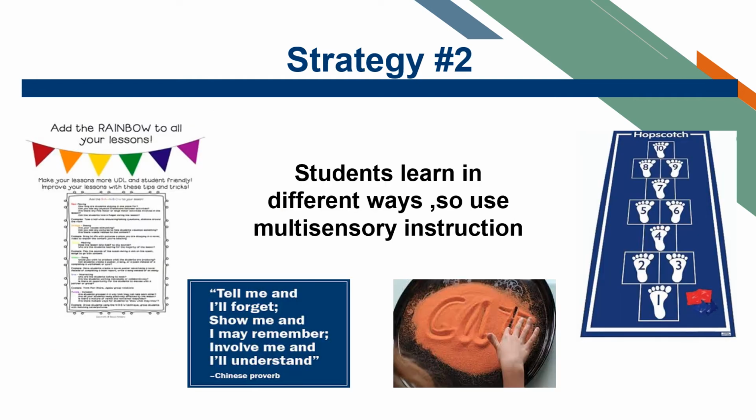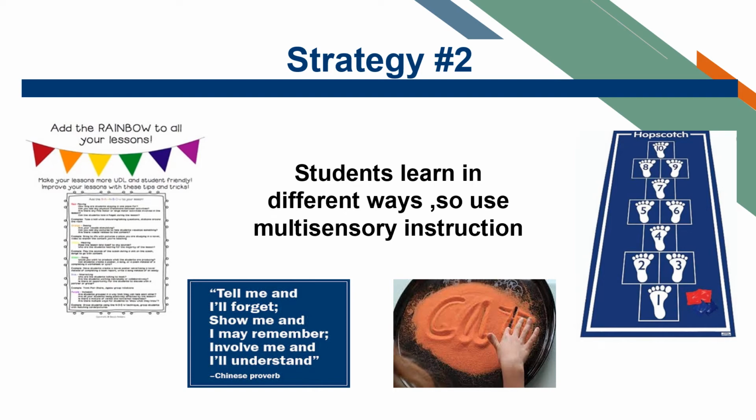Strategy number 2 is all about students learning in different ways. So how do you do that? You use multisensory instruction, of course. At the most basic level, our brains perceive stimuli through the 5 senses: seeing, hearing, touching, tasting, and smelling. Multisensory instruction is a way of teaching that engages more than one sense at a time.